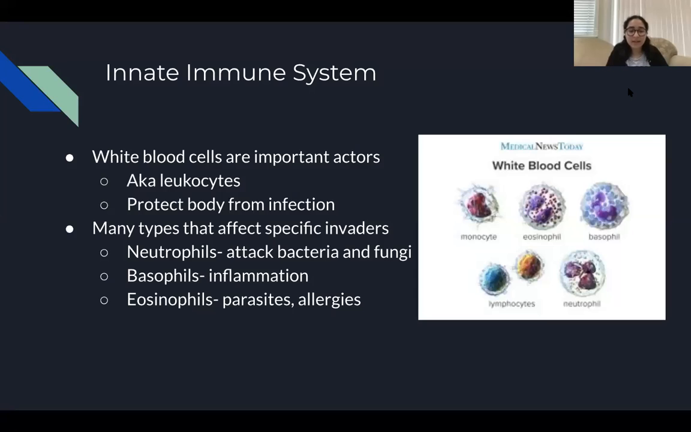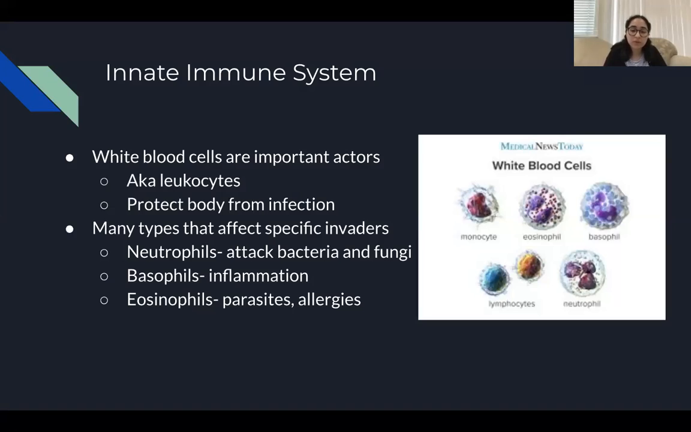Hi guys, I'm Nadia. So within the innate immune system, the key actors are white blood cells, which are also known as leukocytes. And what leukocytes are going to do is help your body protect itself against infection by engulfing and destroying invaders, like what we talked about earlier. And there are different types of leukocytes that are going to help accomplish this.